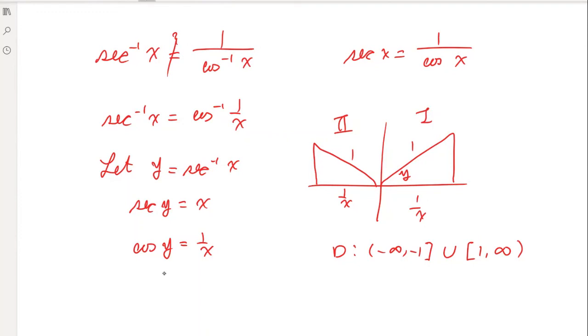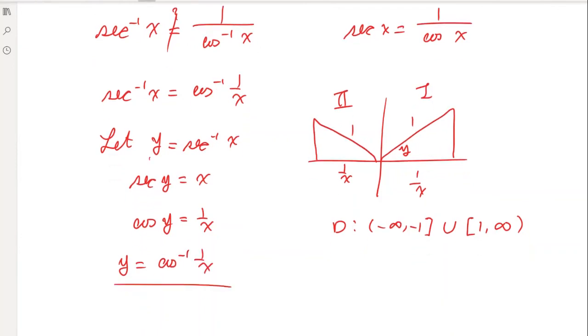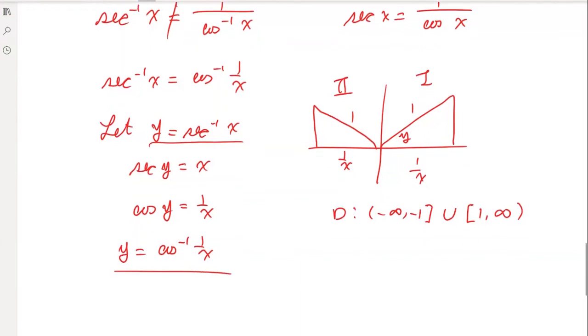Now, finally, we will write it in terms of y. That is inverse cosine of 1 over x. And what was y? Let's compare this line with that line. They are the same y. So we can equate them. Therefore, we can say inverse secant of x is equal to inverse cosine of 1 over x. That identity comes about.